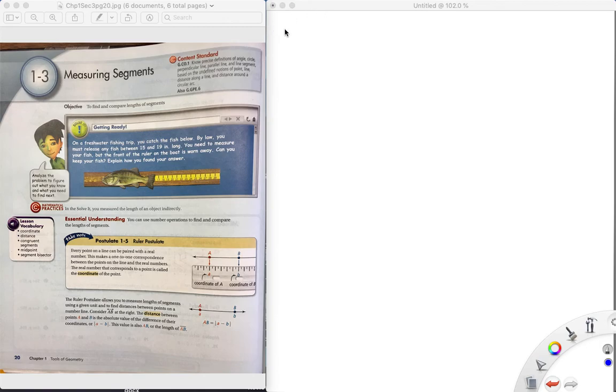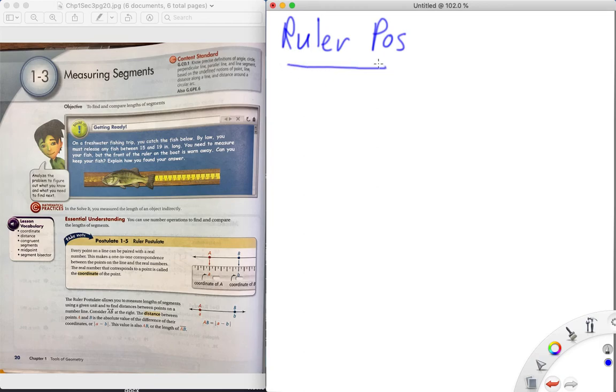And the ruler postulate, POS means postulate. The ruler postulate says that every point on a line can be paired with a real number that makes one-to-one correspondence. So what that means is that we have some point A, some point B, uppercase A, uppercase B.